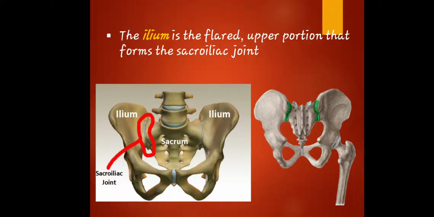Okay, so let's now discuss what is ilium. The ilium is a flared upper portion that forms the sacroiliac joint. So as you can see, there is a highlighted part here that is the sacroiliac joint. So the higher part of the sacroiliac joint is called the ilium. Okay, the upper portion of the sacroiliac joint.